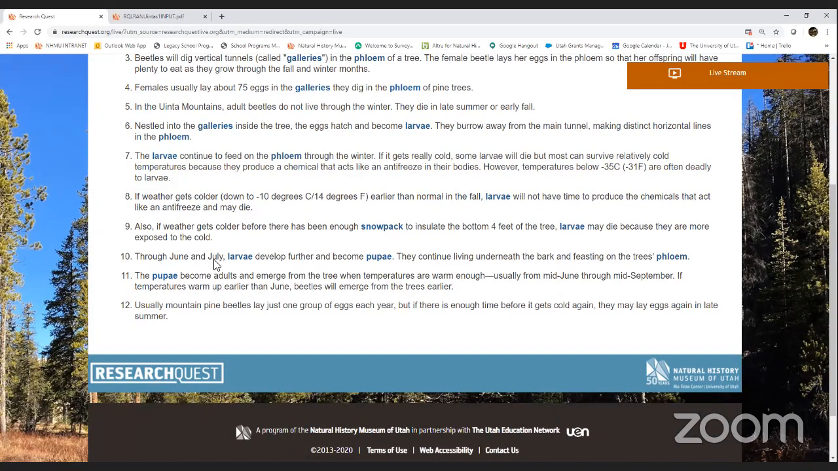Through June and July, larvae develop further and become pupa. They continue living underneath the bark and feasting on the tree's phloem. The pupa become adults and emerge from the tree when temperatures are warm enough, usually mid-June through mid-September. If temperatures warm up earlier than June, beetles will emerge from the trees earlier. Usually mountain pine beetles lay just one group of eggs, but if there is enough time before it gets cold, they may lay eggs again in the summer months. Let's see, I only have one more spot. I'm going to use this last fact.